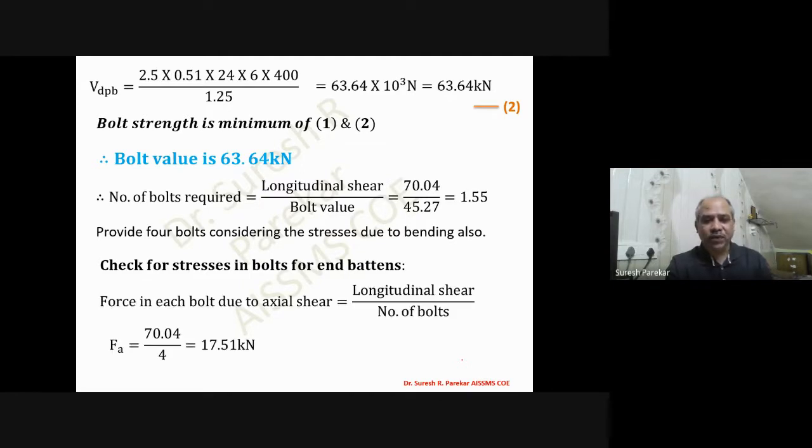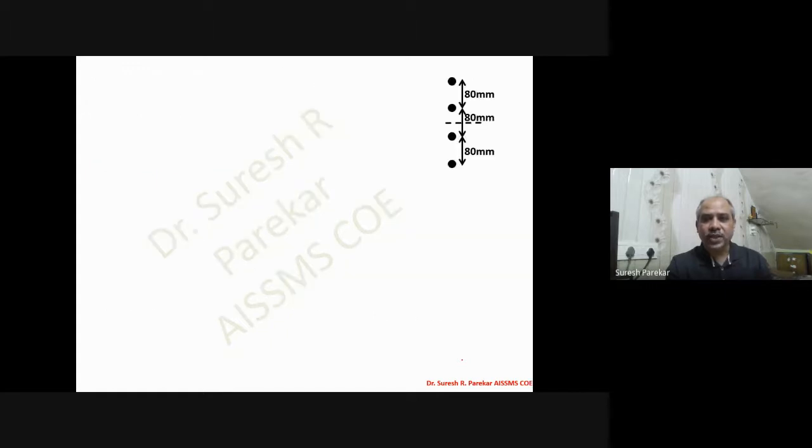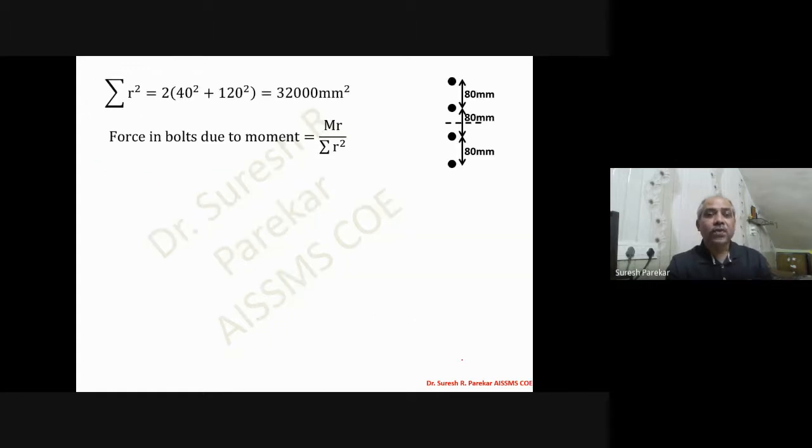So we have axial force, that is longitudinal shear upon number of bolts. We have considered 4 bolts, and that value comes 17.51 kilonewtons. Now we will go for force in bolts due to moment, and the formula we have is Mr upon sigma r square. Now r is the distance of the bolt from the centroid. Now we have 4 bolts, so centroid will be at center.